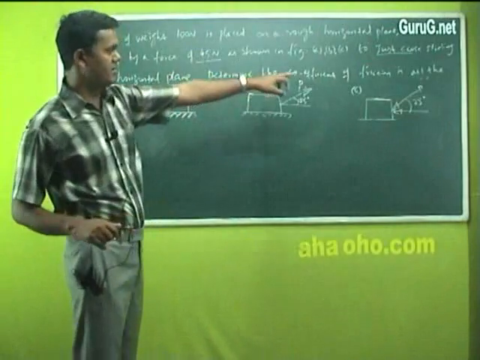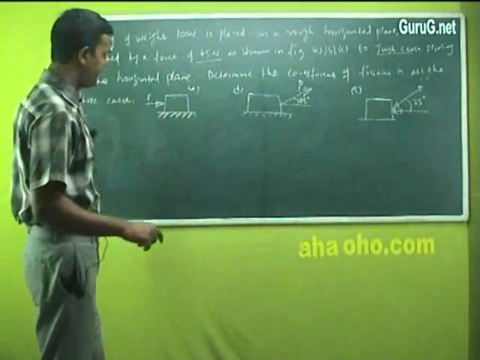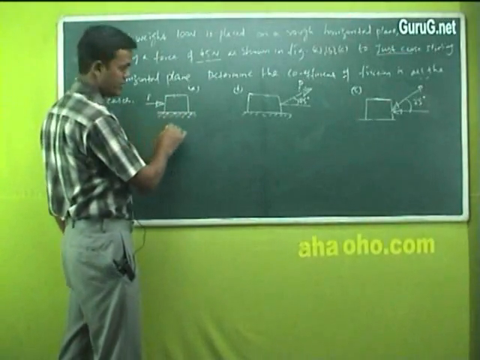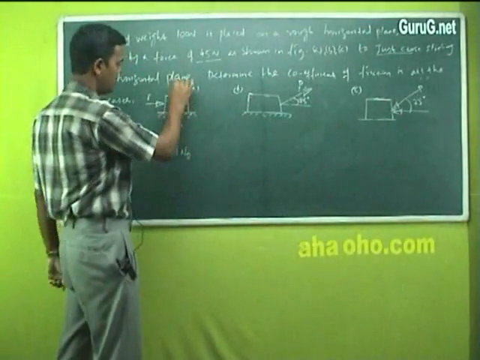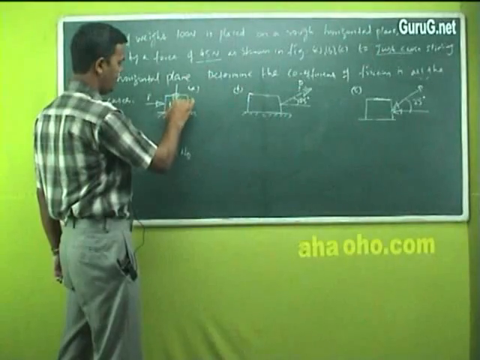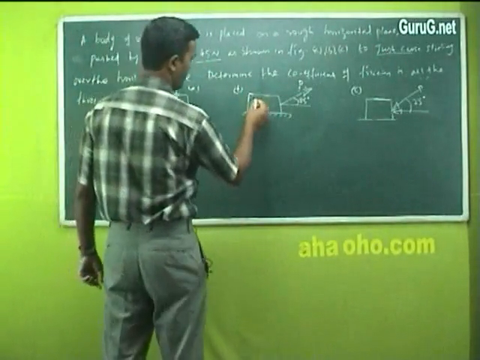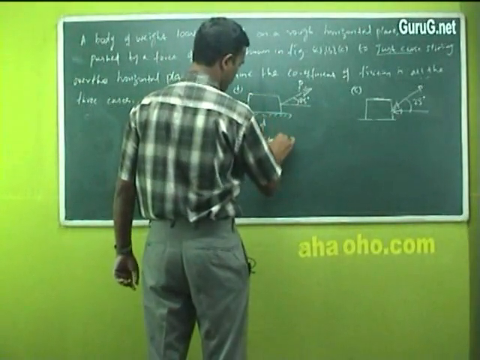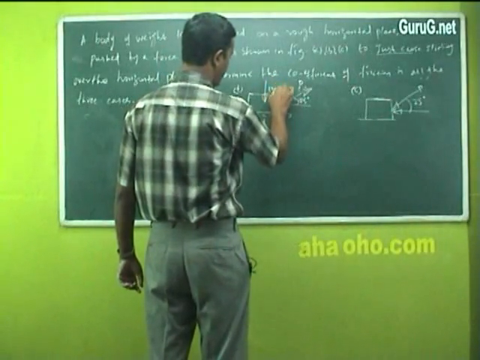So determine the coefficient of friction in all the three cases. Now before going to the answer, first we will write the free body diagram, or what are all the possible forces here. So this is the normal reaction, and the applied load is 100 Newton, W. Then what else is there? Again for here, normal reaction, and the load applied is 100 Newton.